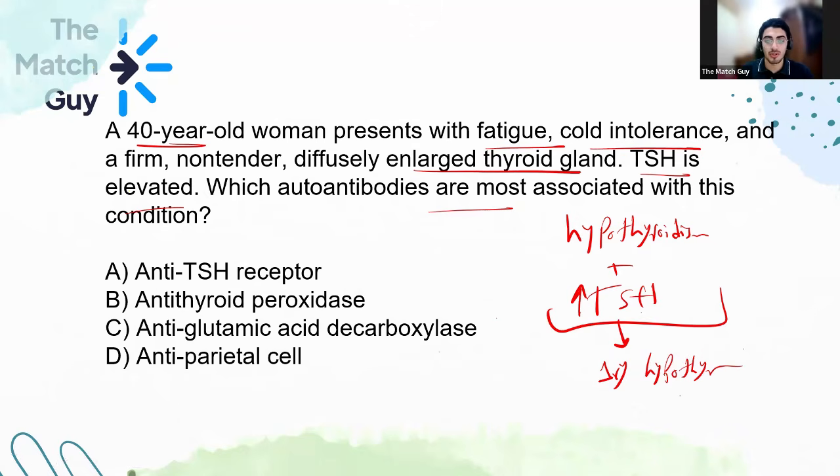And what is the most common cause of primary hypothyroidism, guys? Hashimoto's. Okay. So what is the autoantibody specific for Hashimoto's, as we mentioned? The antithyroid peroxidase antibody. Its other name is the antimicrosomal antibody, as we mentioned. And I have a question for you guys. Can someone tell me which type of hypersensitivity is Hashimoto's thyroiditis?